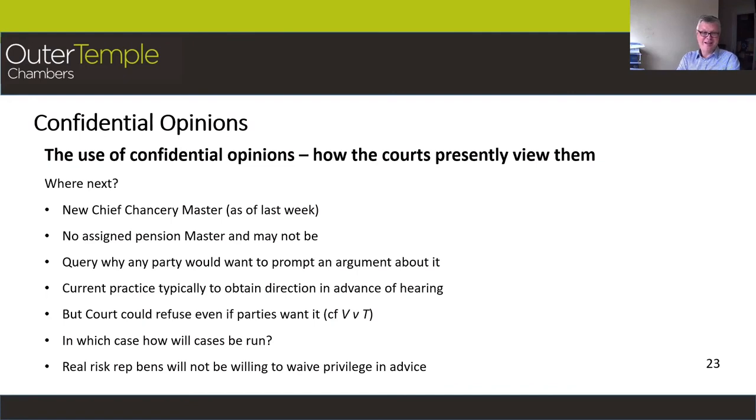I've queried here why any of the parties would want to prompt an argument about this, because if the Rep Ben wants the confidential opinion procedure to be applied, and they are saying, well, that is one of the things I am asking for in return for which I will not oppose your rectification application, why would anyone want to prompt an argument about that? Current practice, certainly my experience recently, has been that the parties tend to apply in advance of a disposal hearing for a direction, usually very early on, if not at the same time as issuing the claim form, to get the court to rubber stamp the confidential opinion procedure being followed in the case.